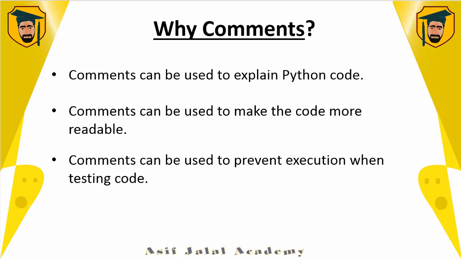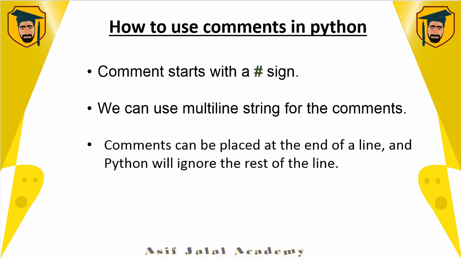Now let's discuss how to use comments in Python. In Python, comments start with a hash sign. We use the hash sign to tell the Python interpreter that we are writing a comment. Python does not support multi-line comments. There are two solutions for multi-line comments in Python. One is we use a hash sign consecutively for each line of code, and the other solution is to use multi-line strings for the comments. This is a good way of commenting out with multi-line strings. The third point is comments can be placed at the end of a line and Python will ignore the rest of the line. Let's discuss all of these points in my Jupyter notebook.